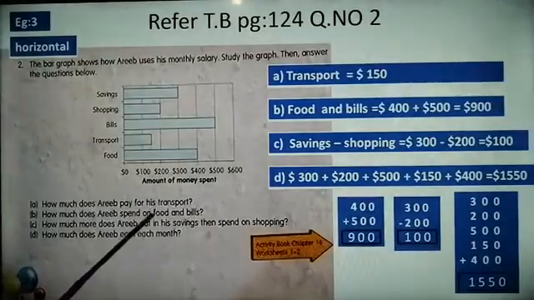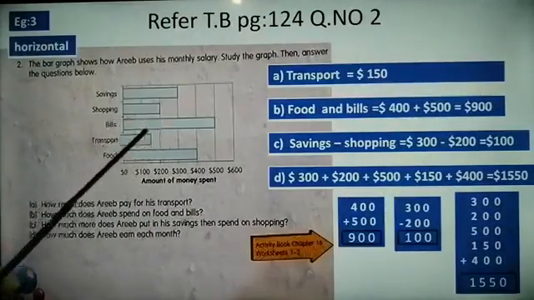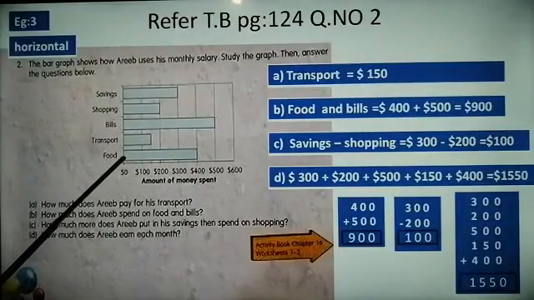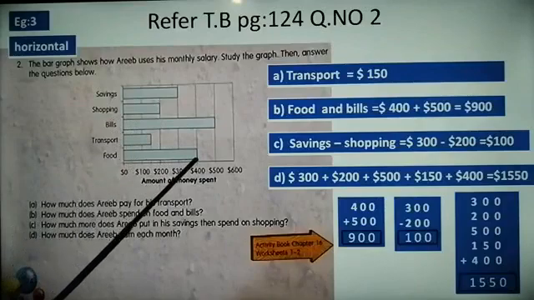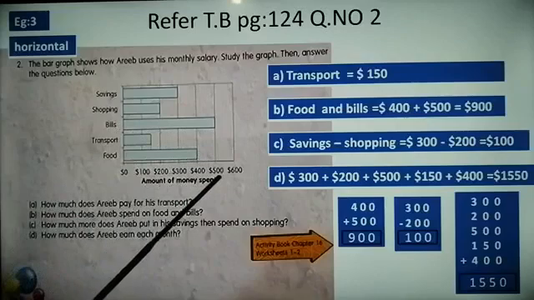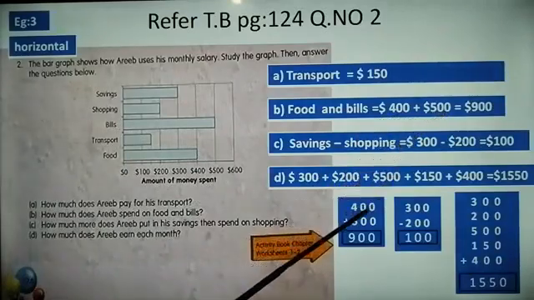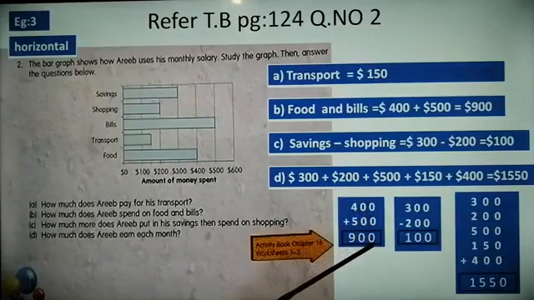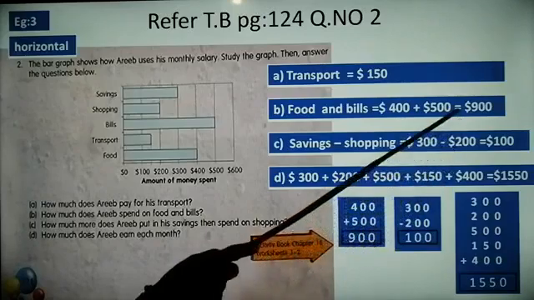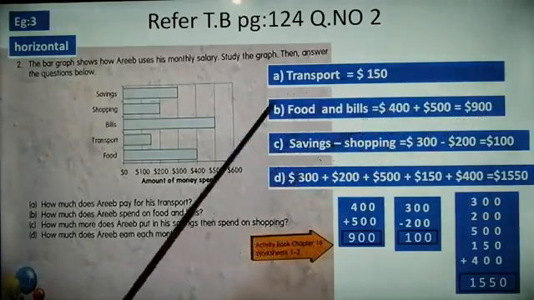Question number B. How much does Arif spend on food and bills? So we have to add, because we need the total he spent for food and bills. Check the bar for food, up to 400, and for bills, 500. So we will add it: 400 plus 500. I show the workings here. 0 plus 0, 0. 0 plus 0, 0. 4 plus 5, 9. So 900 is the answer. So he spent $900 for food and bills.